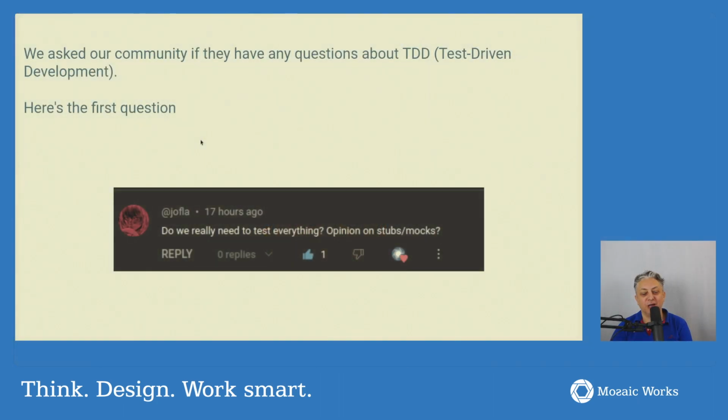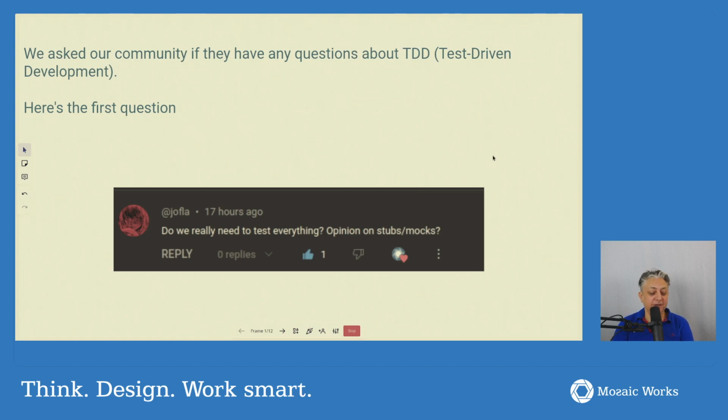And what I have for you today is an answer to a question from our community. We asked our community, we asked you, if you have any questions about test-driven development. And this is the first question we've got. Do we really need to test everything? Opinion on stubs and mocks. And this is a question by Jofla.